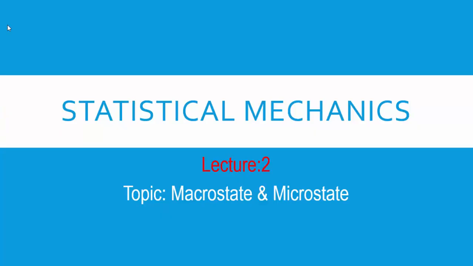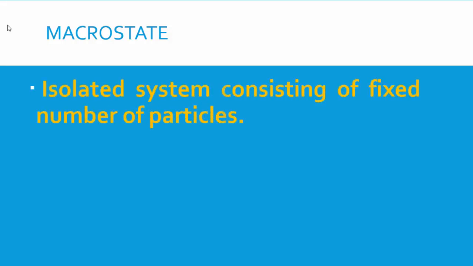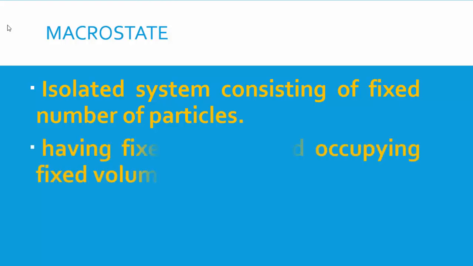So now we come to lecture 2, and for lecture 2 we have the topic macrostate and microstate. In lecture 1 we covered the difference between the 3 statistics: Maxwell-Boltzmann statistics, Bose-Einstein statistics and Fermi-Dirac statistics. Now in this lecture we are going to discuss 2 important concepts from statistical mechanics. One is macrostate, the other is microstate.